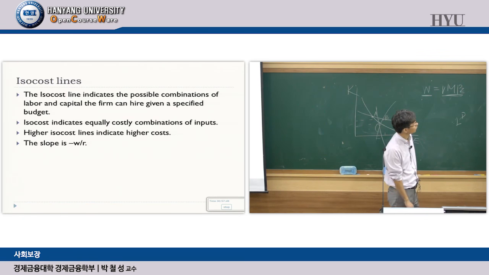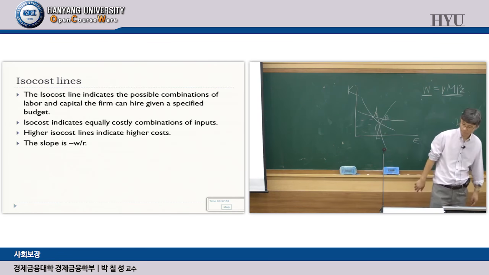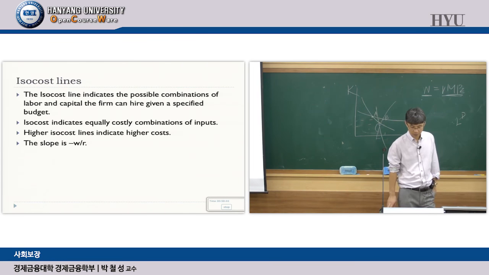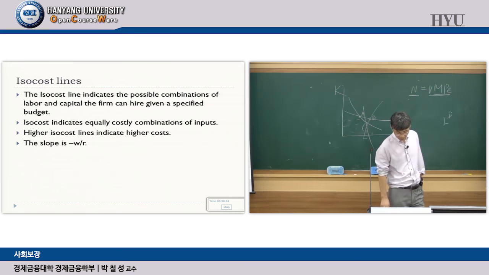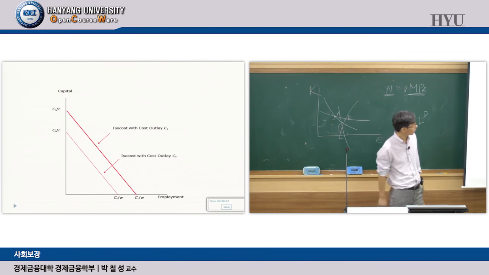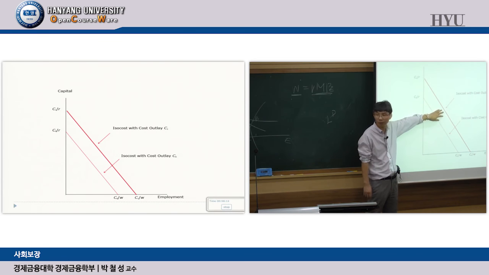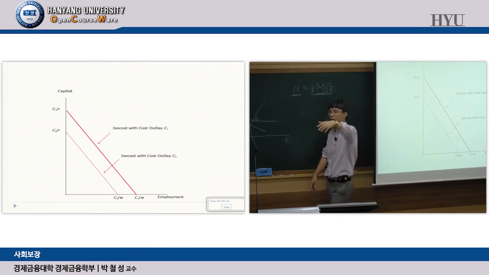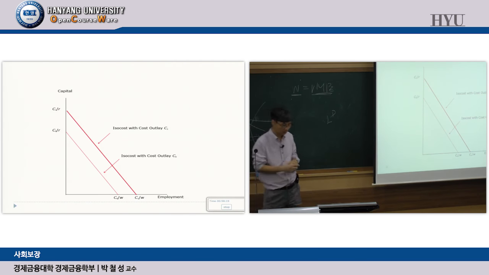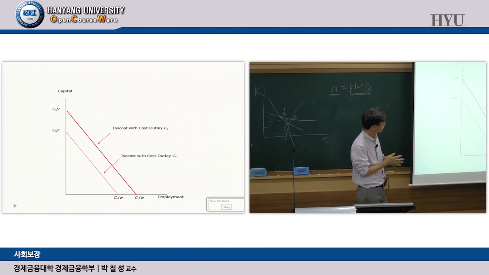So the isocost line indicates the possible combinations of labor and capital the firm can hire given a specified budget. So higher cost lines indicate higher cost, obviously, because on a higher cost line you put in more capital and more labor, so it should cost more. So farther away, higher cost. The last thing is the slope.